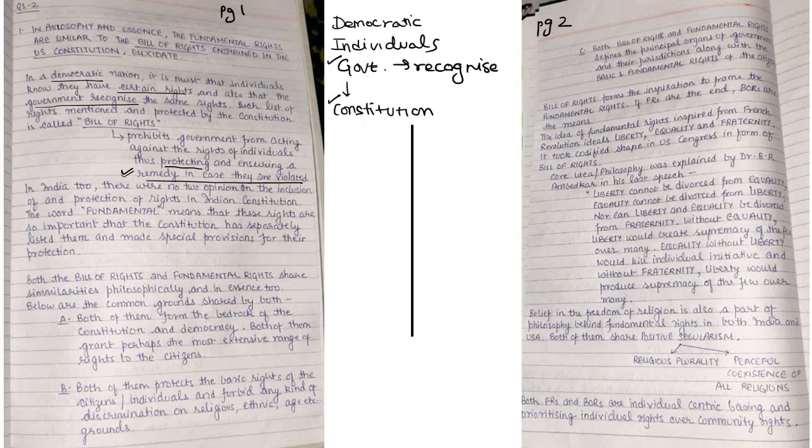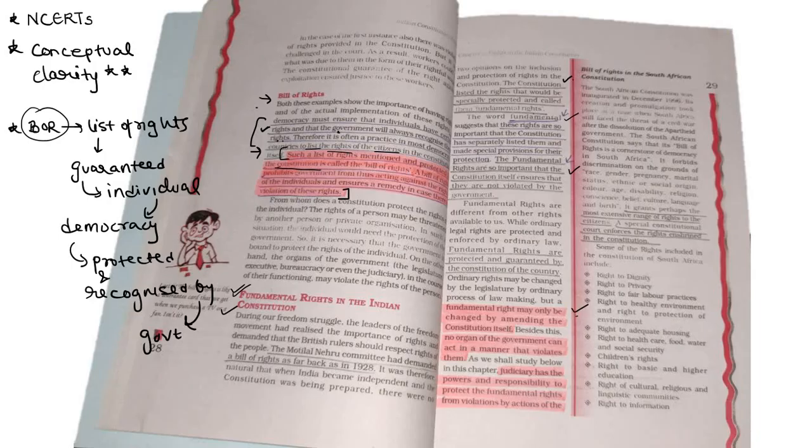In India too, there were no two opinions on the inclusion and protection of rights in the Indian Constitution. This I have written down from here. Okay, these fundamental rights, it has been explained. See, fundamental rights in this topic, they say, during the freedom struggle, leaders of the freedom movement had realized the importance of rights and demanded that British rulers should respect the rights of people. The Motilal Nehru Committee had demanded a Bill of Rights as far back as 1928. So it was natural that when India became independent and the constitution was being prepared, there was no two opinion on the inclusion and protection of rights in the constitution.